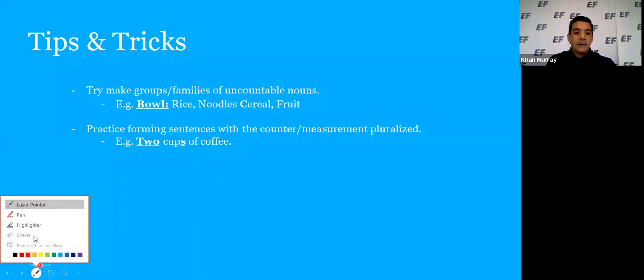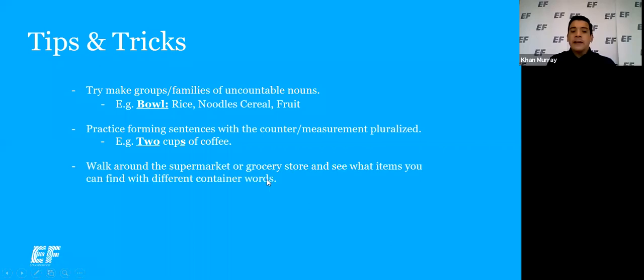So that's a little bit of help there. Very good. This is a really good one. Walk around the supermarket or grocery store and see what items you can find with different container words. Most of the uncountable nouns, or the everyday ones that we use, are from food items. A supermarket has all the food necessary, so walk around and just see what they are in.